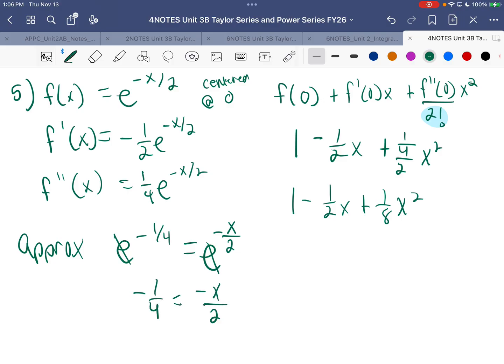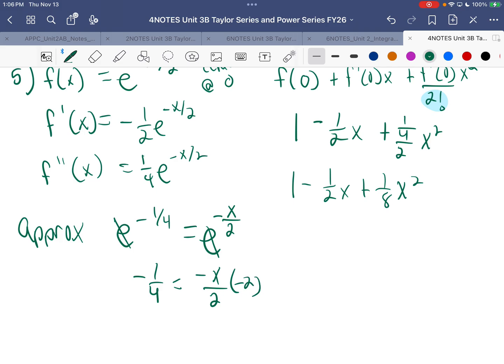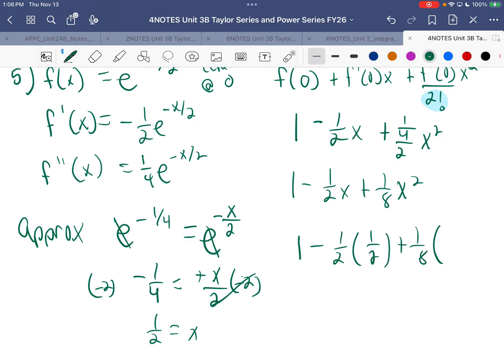And even if you can't tell here, you could multiply both sides by negative 2. What should x equal? 1/2. So now we're plugging in positive 1/2. And we're going to have 1 minus 1/2 plus 1/8, since 1/2 squared is 1/4. Beep boop beep boop boop. 25 over 32. That was my brain doing the calculating that time.